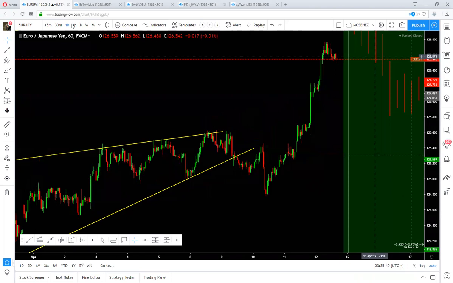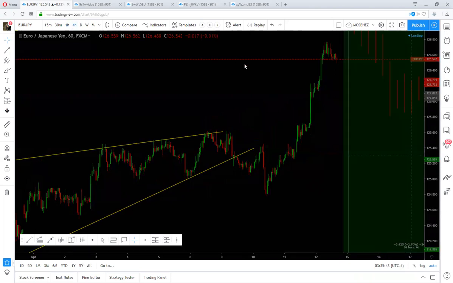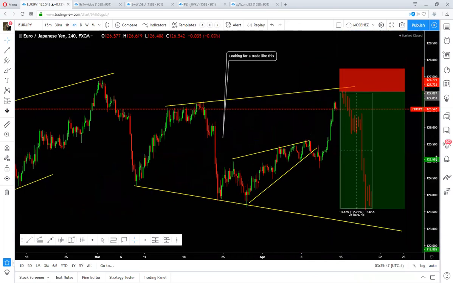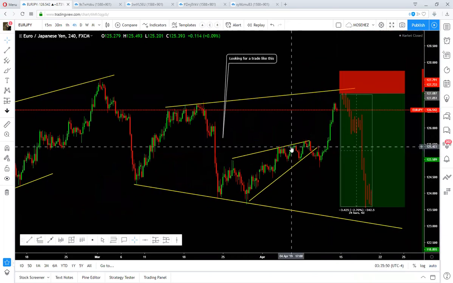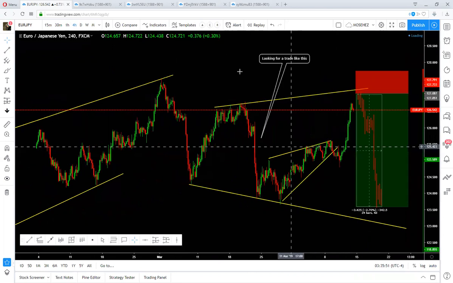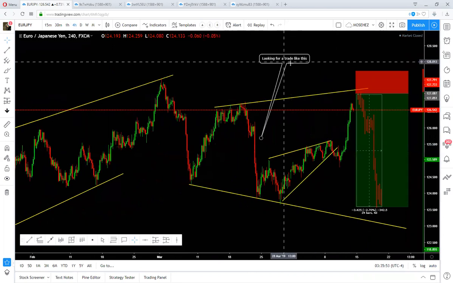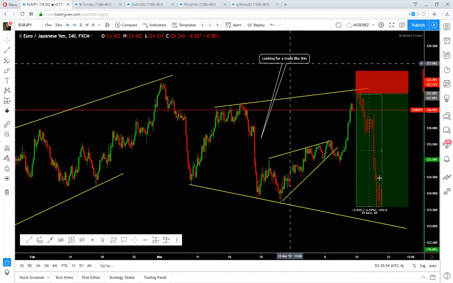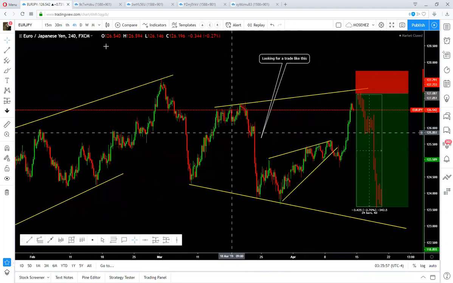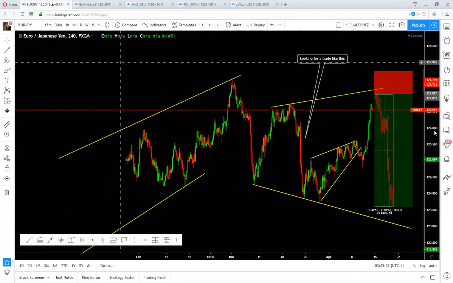So we have the Euro JPY. The Euro JPY basically moves the same way as the Euro USD moves. So what I expect this coming week, basically, is this trade that I expect.